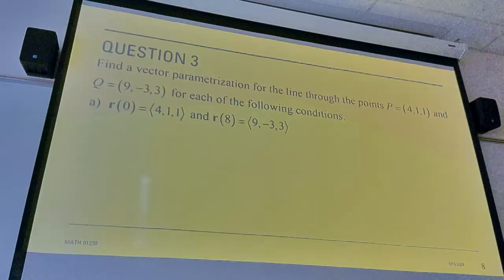So, vector parameterization for the line through the points (4, 1, 1) and (9, -3, 3), satisfying first the condition that R of 0 is the vector (4, 1, 1) and R of 8 is the vector (9, -3, 3).